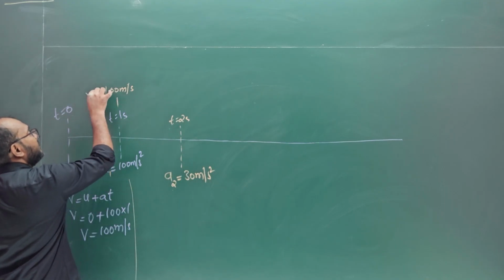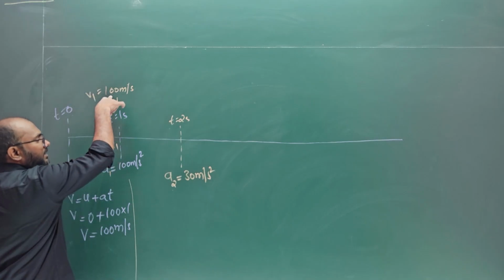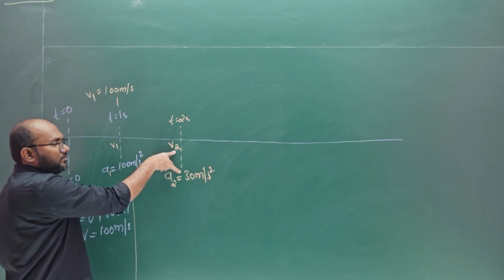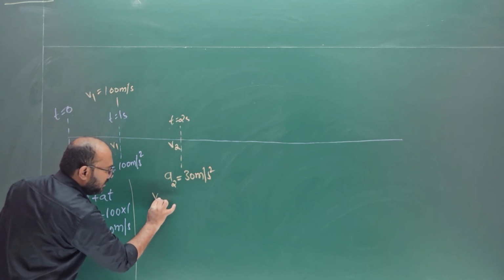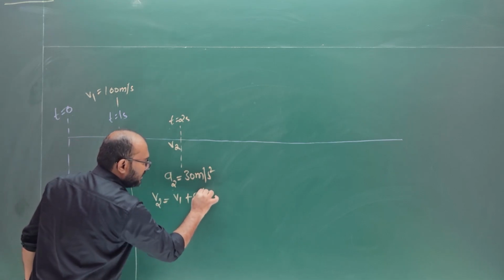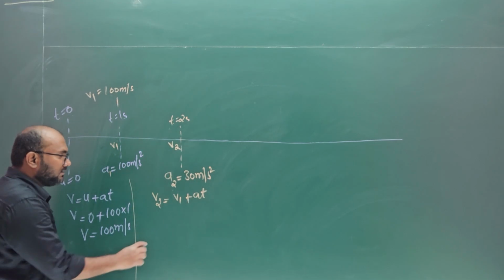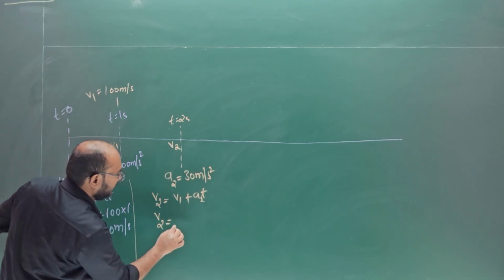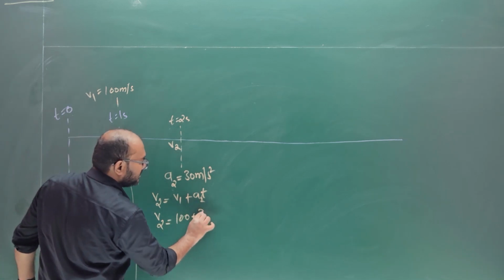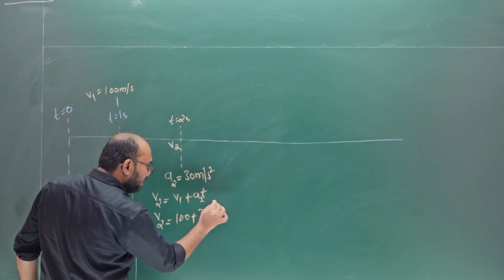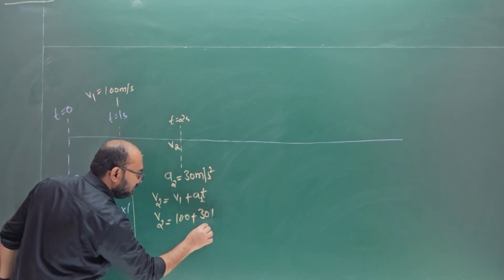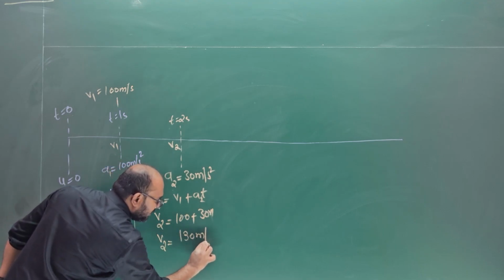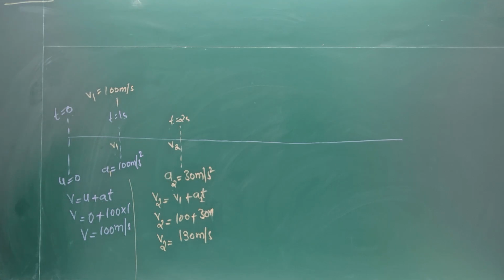Let's say this is your v1. So v1 at this point is 100 meter per second. Let's say this is your v2, and consider now v1 is your initial velocity, v2 is your final velocity. So can I say v2 is nothing but v1 plus at? At this point, what is the acceleration? This is a2. So v2 is nothing but v1, 100, plus the acceleration, can I say 30? Time 1 second. That means can I say v2 is what? 130 meter per second.